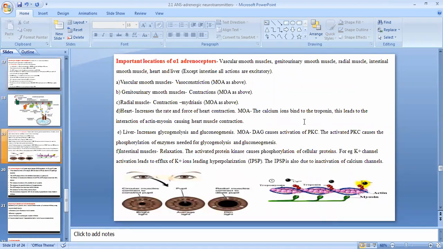Important locations of alpha 1 adrenoreceptors: vascular smooth muscle, genitourinary smooth muscles, radial muscle, internal sphincter muscle. So these are all regions where there will be a presence of these receptors. Vascular smooth muscle: vasoconstriction. Genitourinary smooth muscle: contraction, because of what type of neurotransmitter they are.